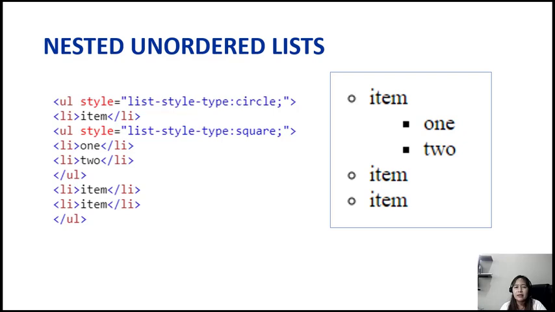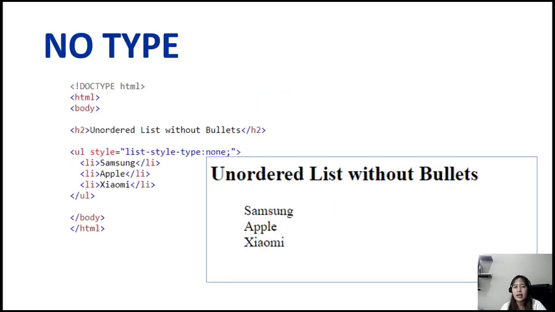Now please note that in the previous slide I also mentioned that there's another type, which is the one that has no symbol. And so how do you use that? So very simple. All you have to do is to select none. So using style, you can say list-style-type, colon, none, and that will still create the unordered list, but there will be no bullets, or there will be no symbol preceding your item.